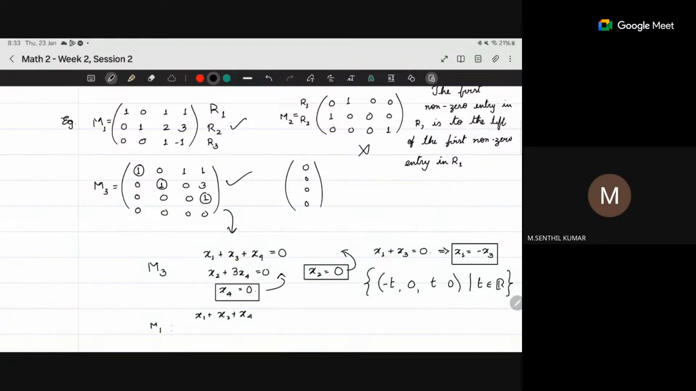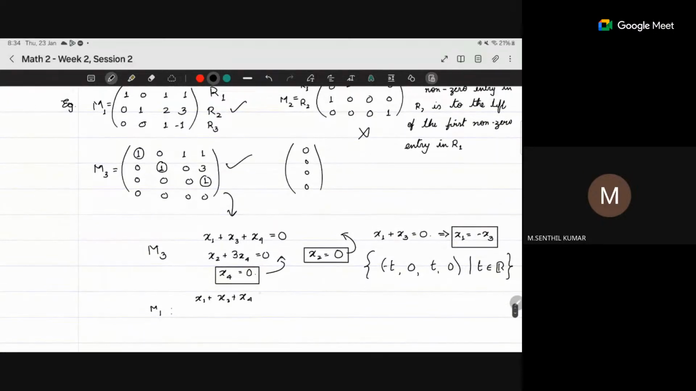So you could write it as t, minus t, 0 also if you want, but it is the same thing. The solution space is the same. There is a reason why I'm writing this. We'll see that later. x1 plus x3 plus x4. This is, let's come back to M1. This is equal to 0.